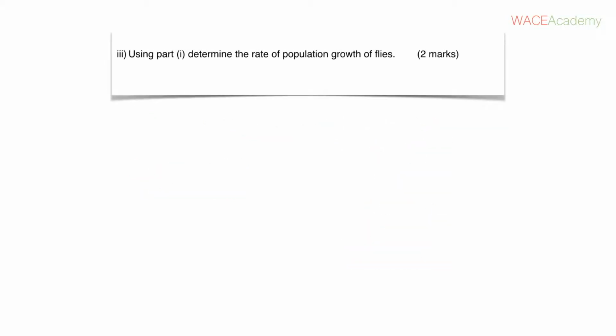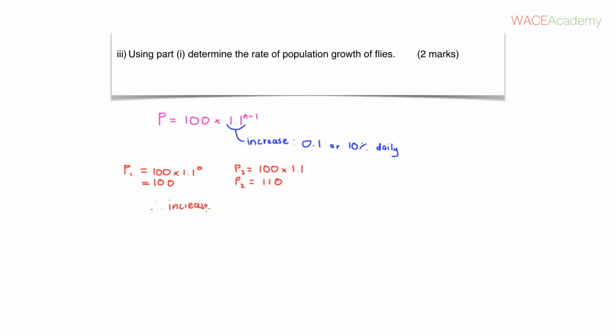Finally, Part III wants us to find the rate at which the population of flies is increasing per unit of time. There are 2 ways of finding this. Firstly, we can see from the formula, for every new day the previous population is multiplied by 1.1, which is an increase of 0.1 or 10% per day. Alternatively, we can take two consecutive population values, such as at days 1 and 2, 100 and 110 flies, and find the increase, 10 flies. Then using our percentage formula, find what 10 is of 100, which again is 10%. So the rate of population growth is 10% per day.